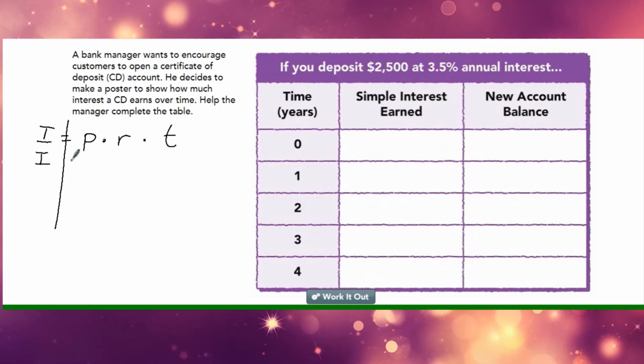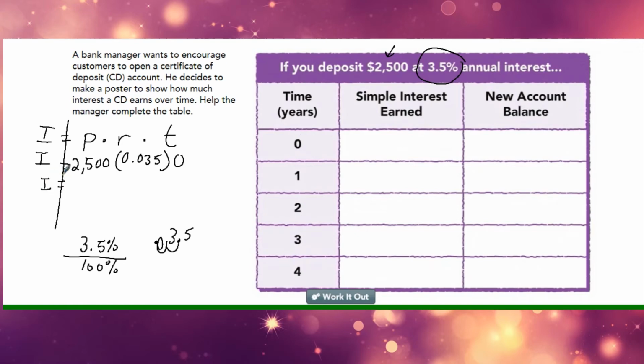Our principal is the initial deposit, which is $2,500. So we'll substitute that into our equation. Now our rate is the 3.5%. Now, when we substitute that into our equation, we have to remember to convert our percentage to a decimal. Percent to decimal, you divide, or you move the decimal point 2 times to the left. So 3.5% written as a decimal is 35 thousandths. Now our time for year 0 is 0. So then I go ahead and multiply.